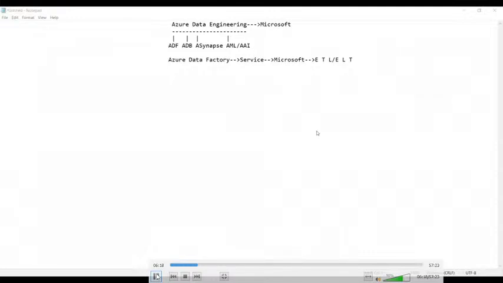Now, before we go ahead, let us see what exactly extraction, transformation, and loading is. Then we will move further. First of all, when it comes to ETL, the E stands for extraction, and then you have transformation.